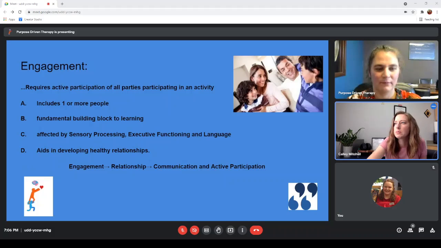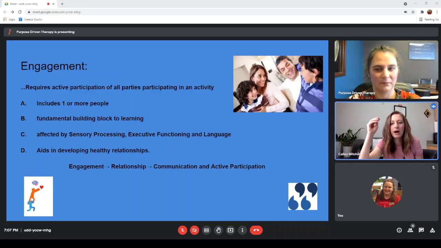A really important piece is engagement. Really, really important. So what is engagement? It requires active participation of both parties who are in an activity, okay? So activities have to include two or more people, right? It is a really fundamental building block to learning.